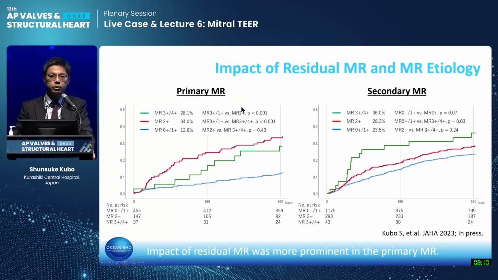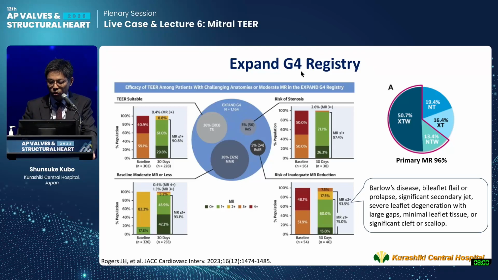From this result, we have to care about both the residual MR and the MR recurrence, especially in the primary MR. This is the EXPAND G4 registry. So even in the MitraClip G4 using the XTW, this is a very high-risk anatomy, including valve disease with a significant secondary jet, and severe leaflet degeneration with large gaps. It's very challenging because mild or less is only 75%, and moderate or more than moderate MR is observed in more than 20%. So even with the G4 device, the complex primary MR is very challenging.